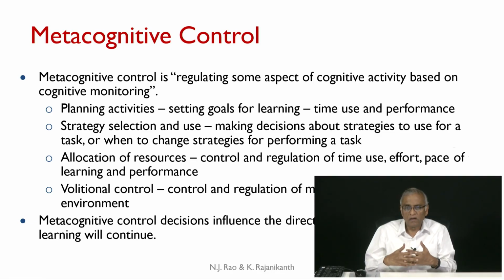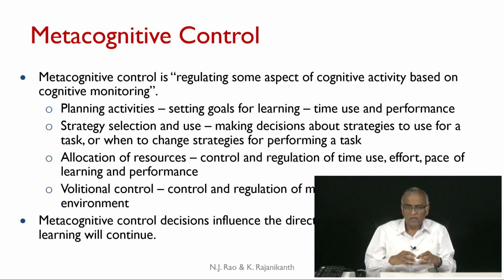What aspect are we regulating? One is planning activities. Planning activities means I should be able to set goals for learning, time use and performance. I set the goals, so by such and such time, by tomorrow, I should be able to prepare a set of slides for this topic. And how much time do I generally require for that? And how well am I going to do that? So planning activities, then strategy selection and use, making decisions about strategies to use for a task or when to change strategies for performing a task.